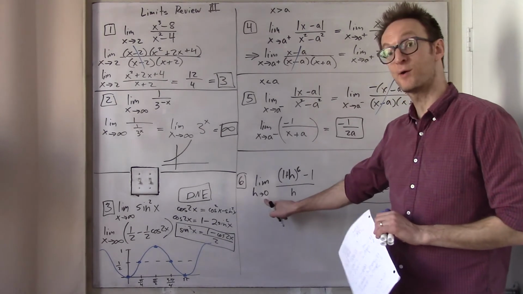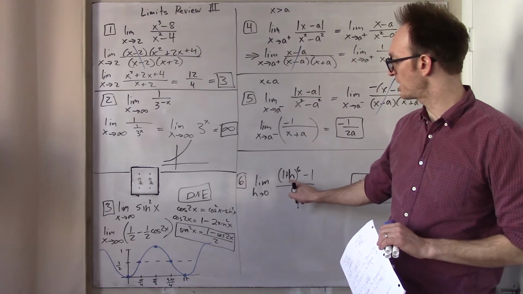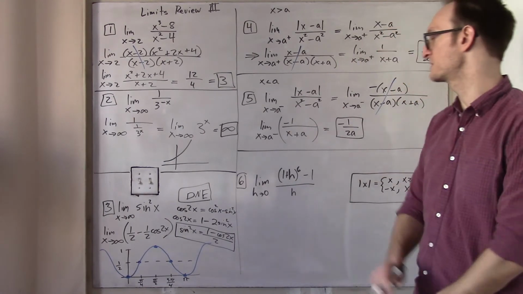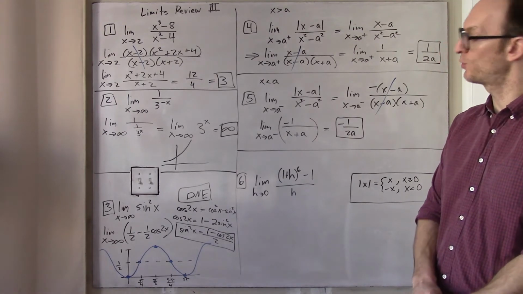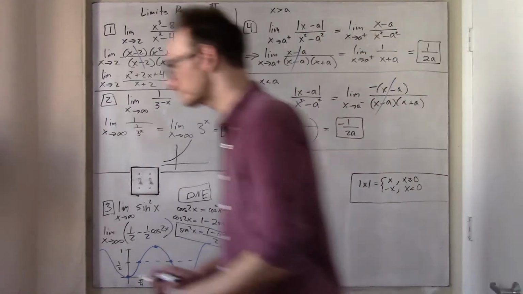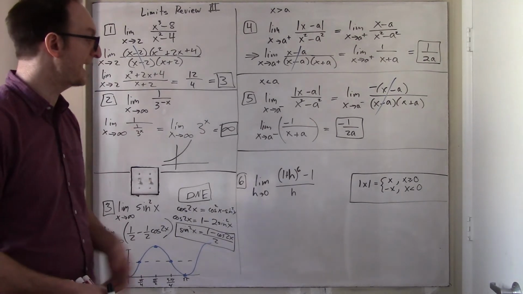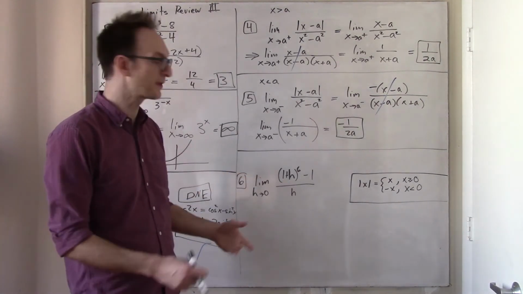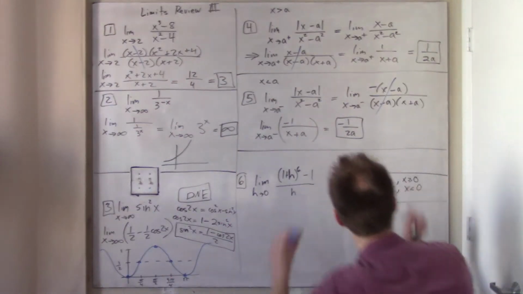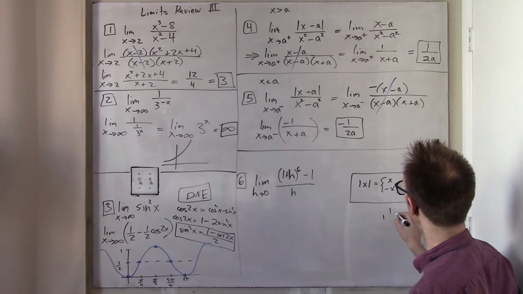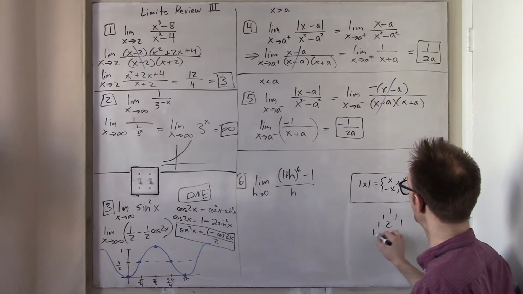If I plug in 0 for h, then that's just 1 minus 1. So that's a 0 on top and a 0 on the bottom, so it's a 0 over 0 situation. What can I do? Well, I have to do something. So here I'm going to do the only thing I can do, which is just to expand this whole thing out.